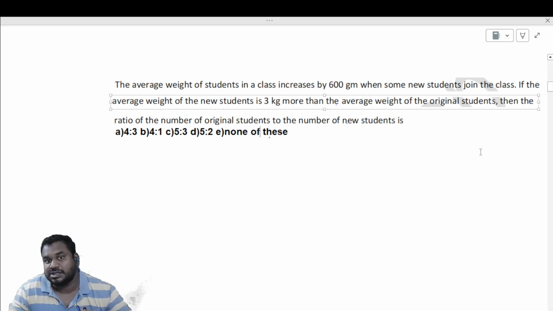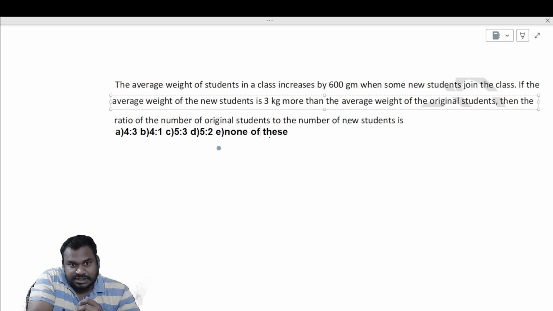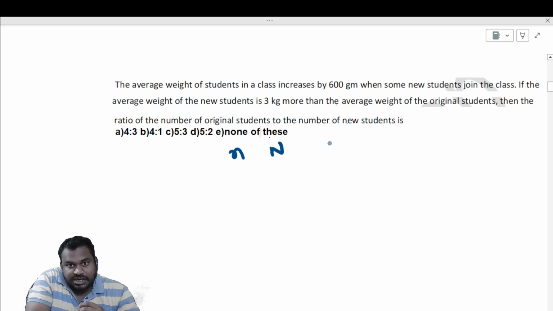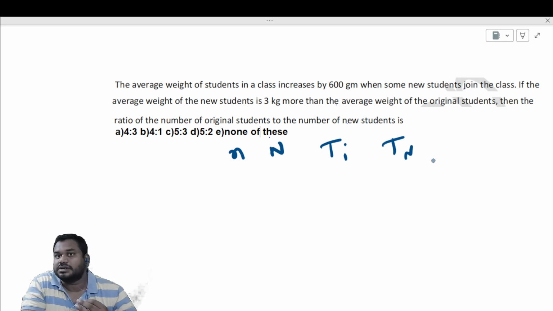Because he is saying 600 grams, I am converting 3 kg into grams. Everything should be in grams or in kgs. So then the ratio of the number of original students to the number of new students is? Now I'll assume the old students' number is n and the new students' number is N, the old students' sum is Ti, the new students' sum is Tn, the total weight. For your understanding I'm writing these things, so in the exam you should not write everything in detail. Go with the last step.